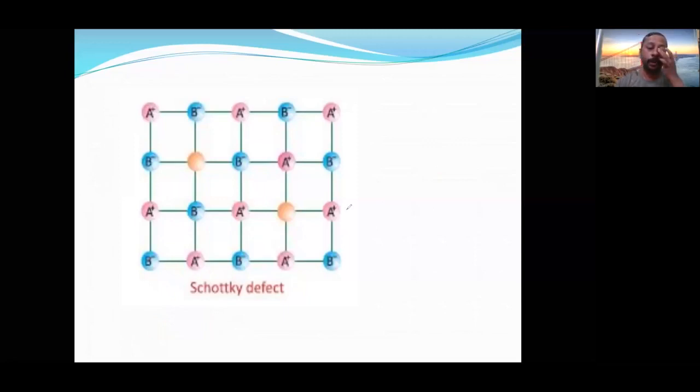So here, between the two B, A is supposed to be, but A is absent. Here between the two A, B is supposed to be. That means equal numbers of cations and anions are completely missing. Then it is called a Schottky defect. If there is an empty place, definitely density will be decreasing. In Schottky defect, density will be decreasing. Is it understood? Now coming to the next part.